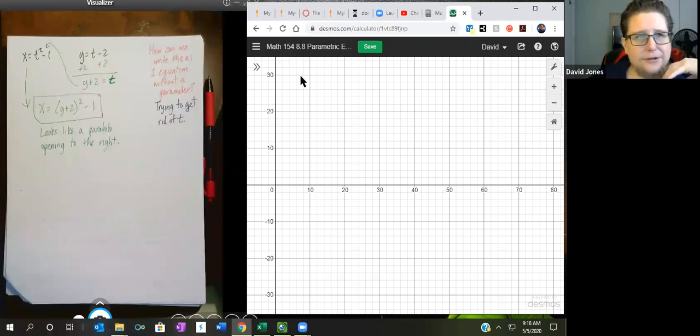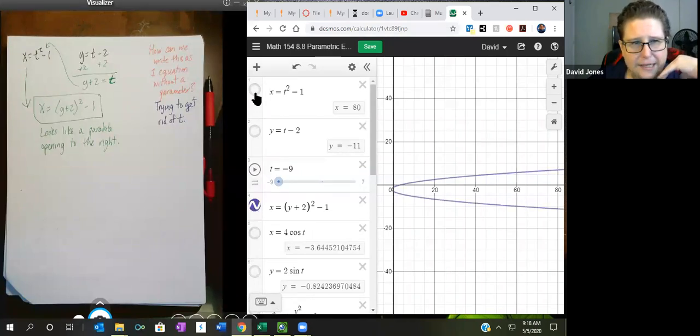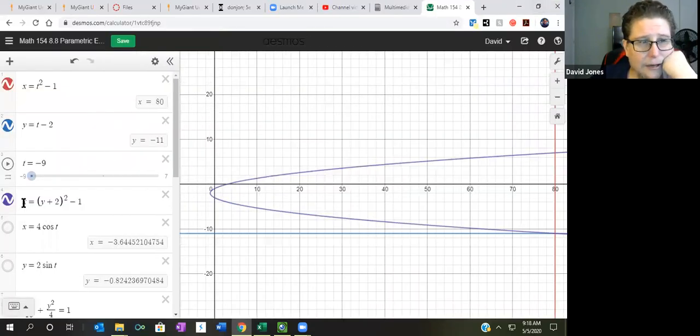But I thought I'd do something nice for you. Check this out. Here's that equation I just had, x equals (y plus 2) squared minus 1. And these were our two parametric equations. I'm going to enlarge it for a second, and watch what happens as I let time play.